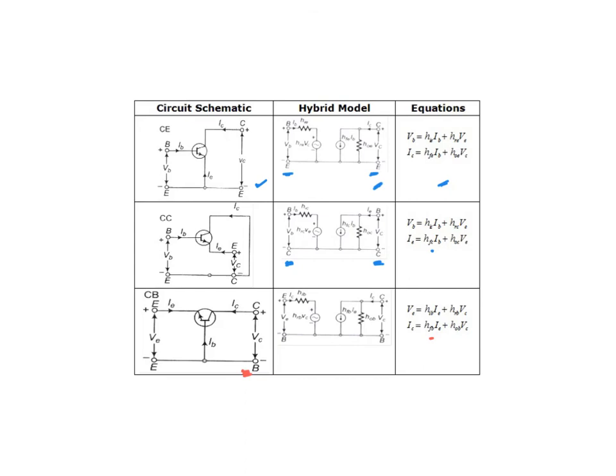So in this way we can represent a common emitter amplifier as a voltage source at the input and a current source at the output.